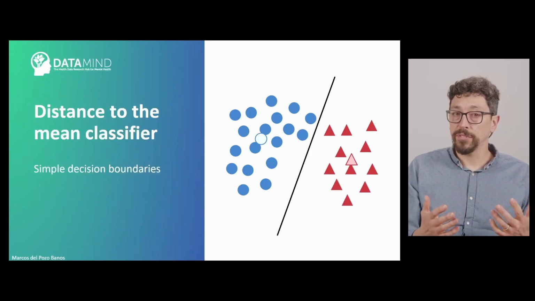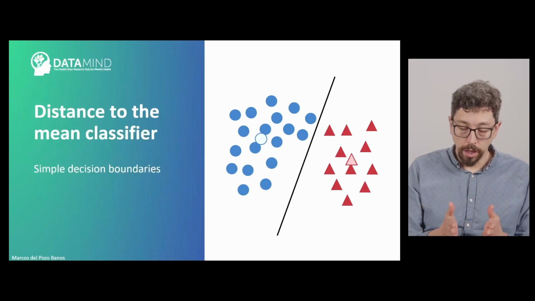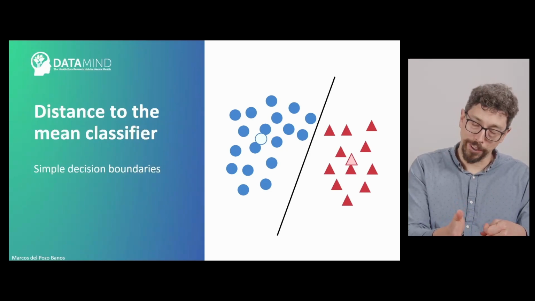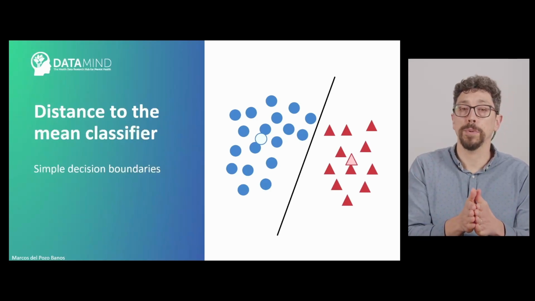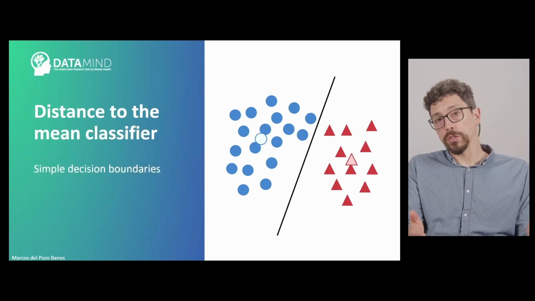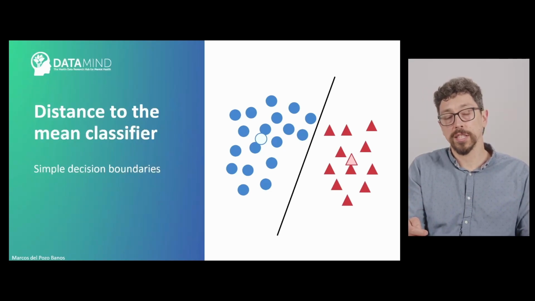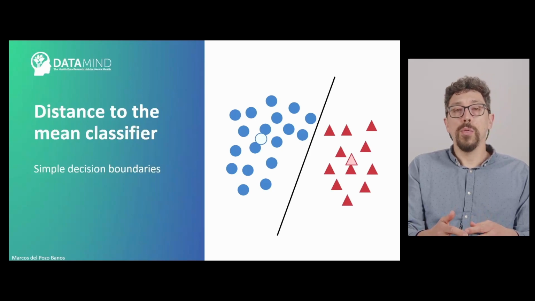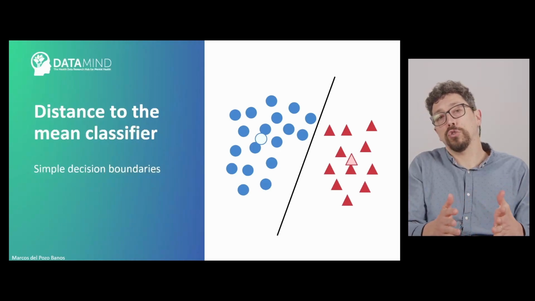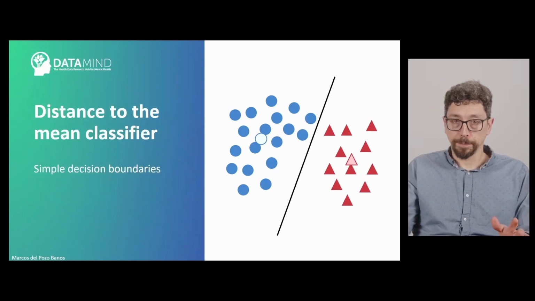So what type of decision boundaries do distance to the mean classifiers build? Well, if we're talking about binary classification, then the decision boundary is going to be a straight line. So it's going to be a linear classifier because we only have two classes, so we're building that based on two samples, one for each class. If we have more than two classes, then it's not going to be a linear decision boundary, but it's going to be a relatively simple decision boundary composed of straight lines.